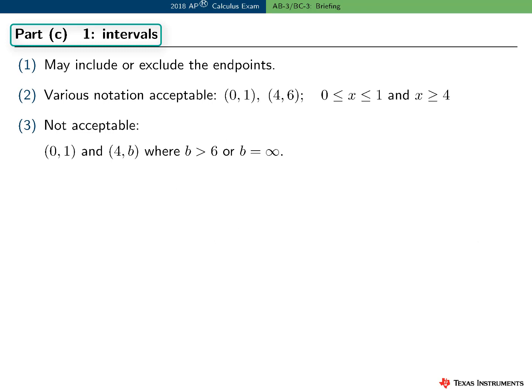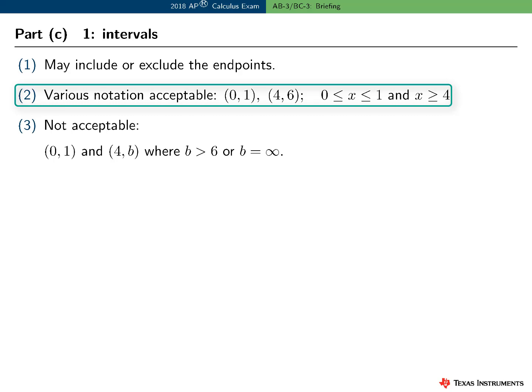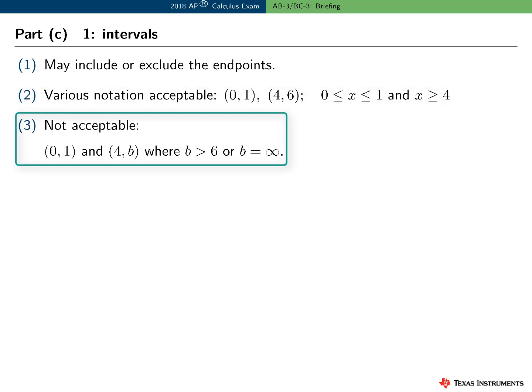In part C, the first point was for the correct intervals. Now, in this problem, the student may include or exclude the endpoints of the intervals, and various notation was accepted. Here are a few examples. Note, however, that the student could not present an endpoint explicitly outside the domain of the function g.